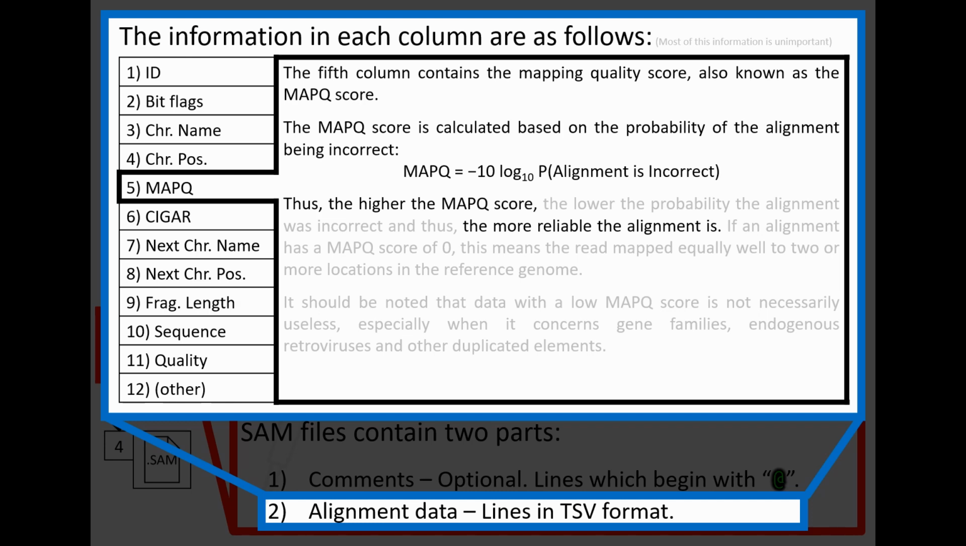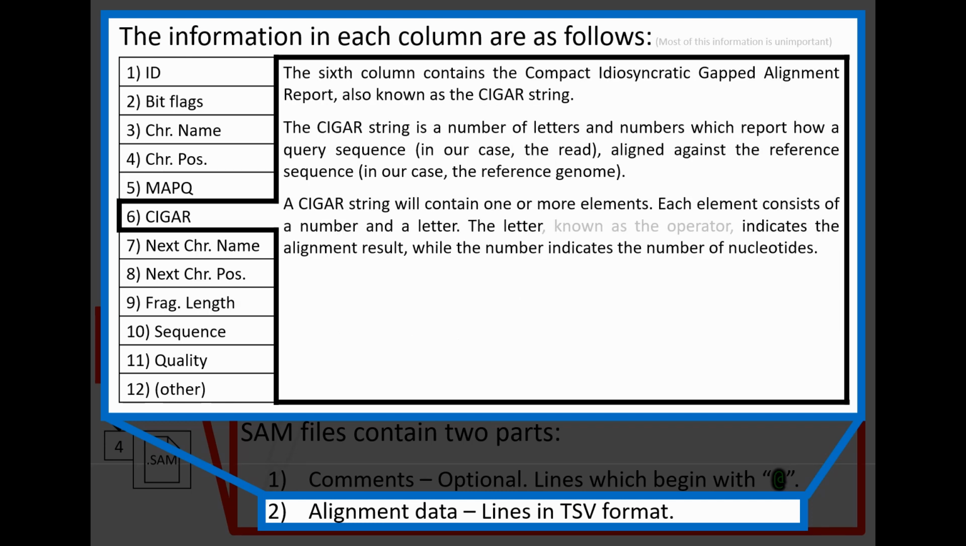The 6th column contains the compact, idiosyncratic, gapped alignment report, also known as the cigar string. The cigar string is a number of letters and numbers which report how a query sequence, in our case, the read, aligned against the reference sequence, in our case, the reference genome. A cigar string will contain one or more elements. Each element consists of a number and a letter. The letter, known as the operator, indicates the alignment result, while the number indicates the number of nucleotides.